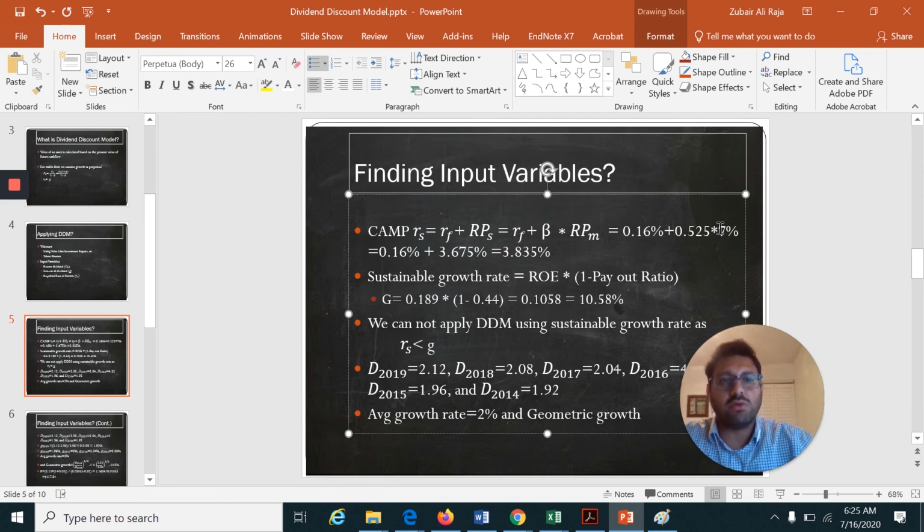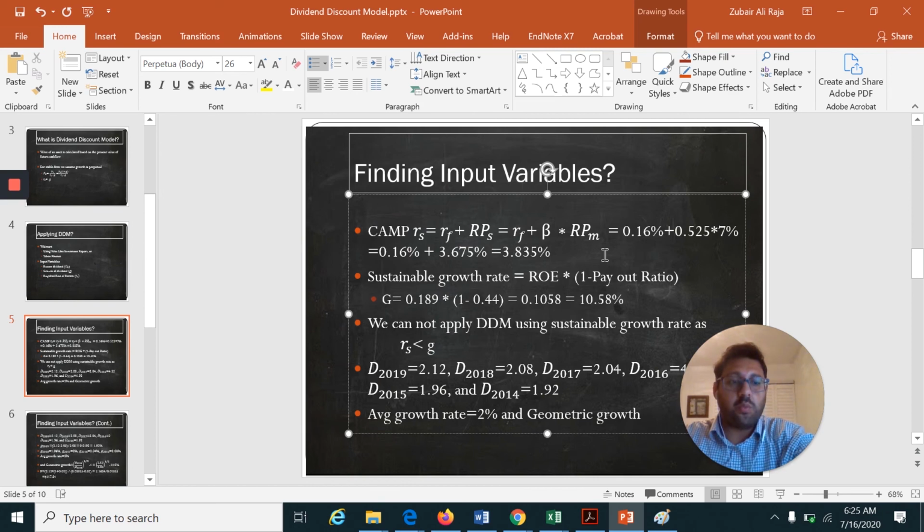You can also do this in your calculation while calculating the required rate of return of any stock: use 7% as the market risk premium, and then multiply with the beta of that stock to get the risk premium on that stock, right? So if you now do this calculation, 0.16 plus 0.525 multiplied by 7%, you can see that the required rate of return on the Walmart stock is 3.835%, right?